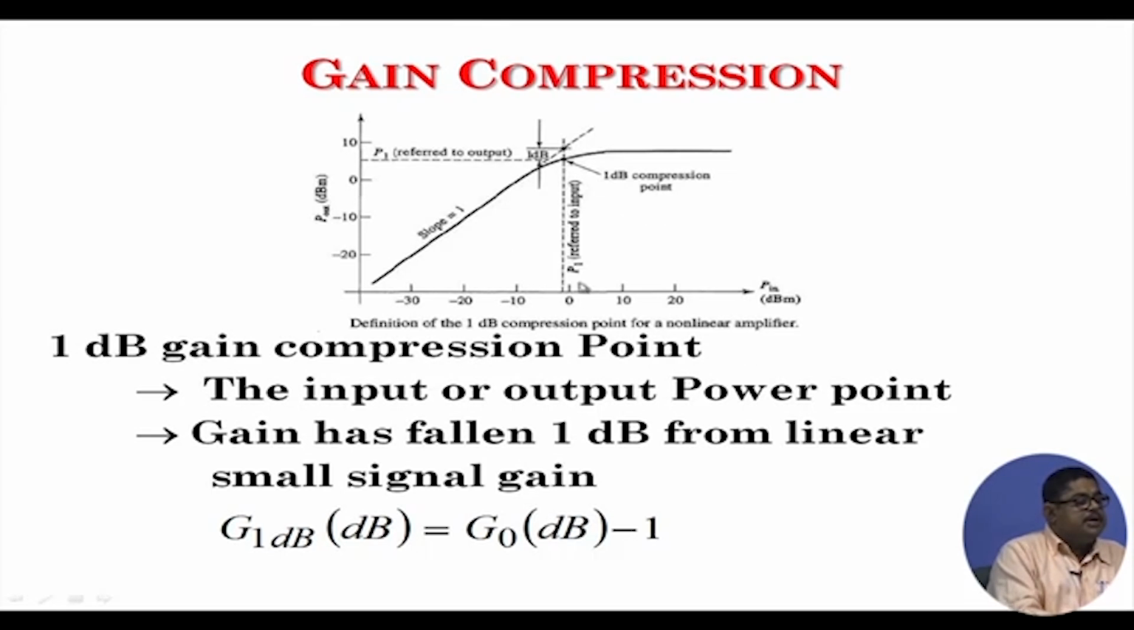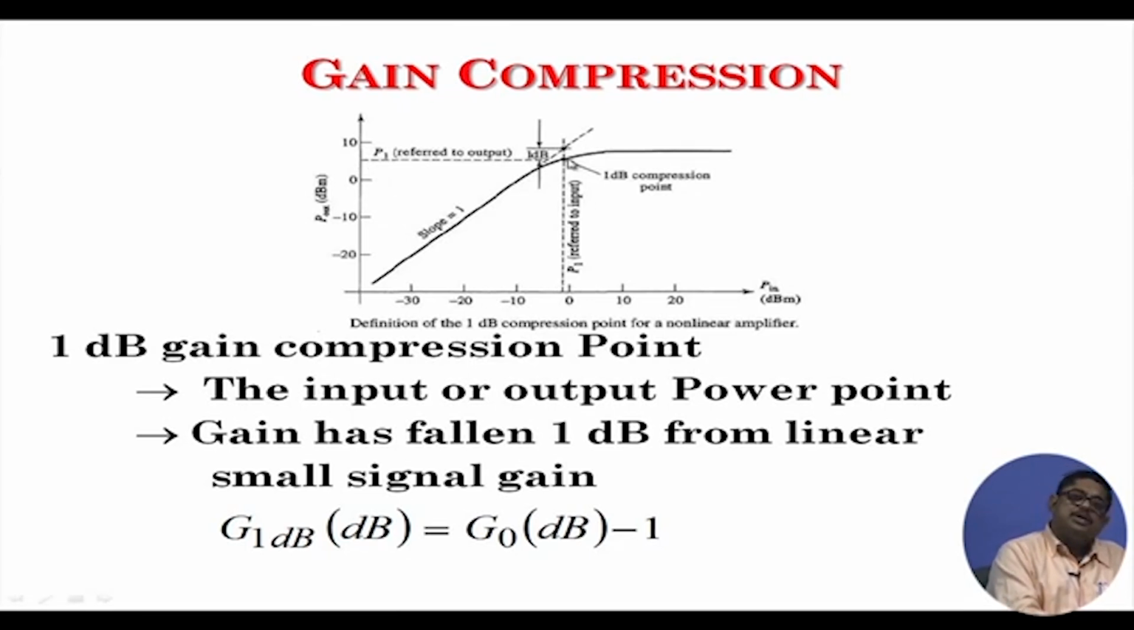So, what is its definition? Now, it can be in terms of input power or output power, because this point has an x coordinate as well as a y coordinate. That means this can be in reference to input power level or output power level. If it is on the input side, we call it the input 1 dB gain compression point. If it is on the output side, we call it the output 1 dB gain compression point.